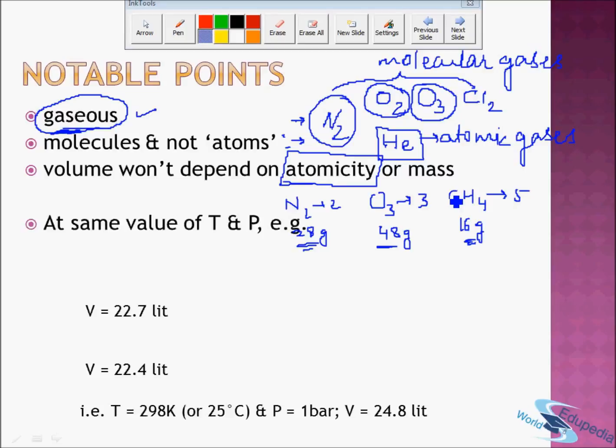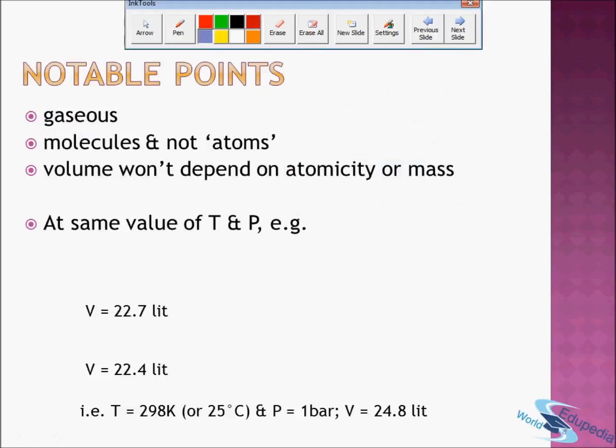So there are several examples for this. Further on we'll see several calculations, even in our gaseous states of matter topic. We'll do many examples based on this. So for now, let's move on further and see some notable temperature and pressure conditions, some standard temperature and pressure, for which we have to study these things.